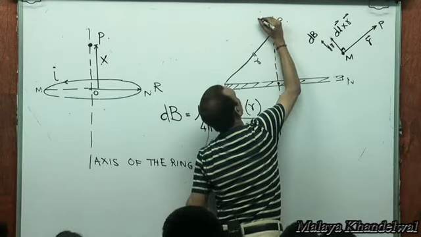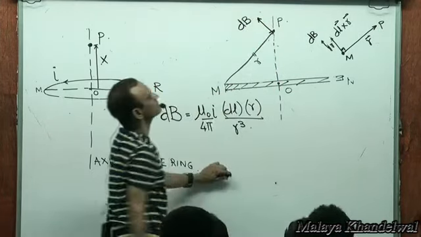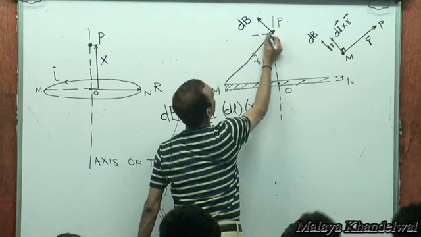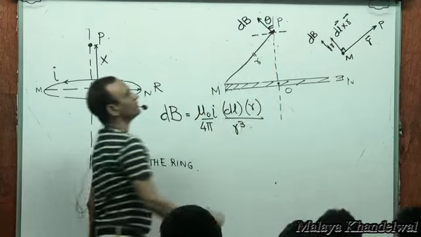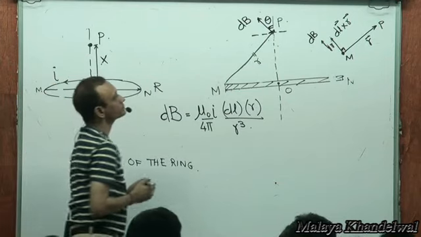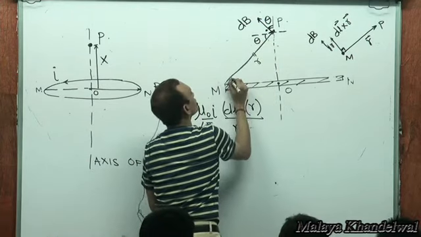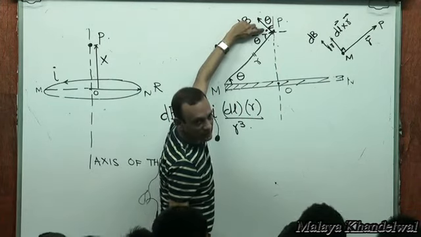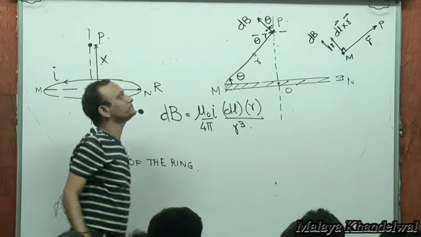So my dB is of magnitude dB and is shifted to the point P like this, right? Say this angle that dB makes with the vertical is theta. This is theta, this is 90 minus theta, this is theta. So this will be theta, right? I hope all of you understand this. This is theta, this is 90 minus theta, this will be theta, alternate angles, right?